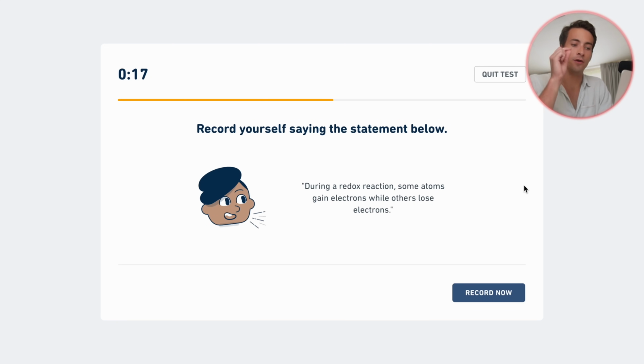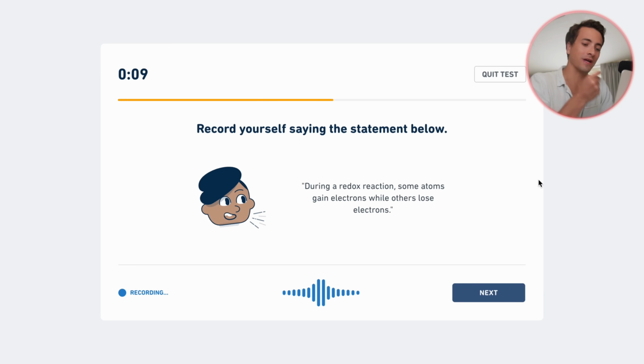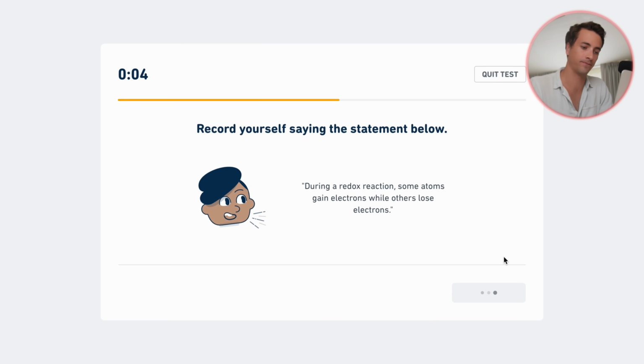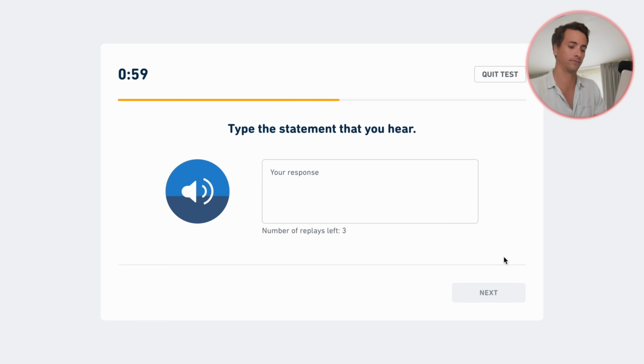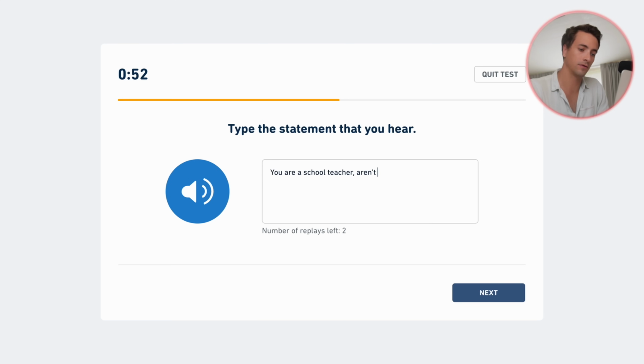All right, so notice how I'm going to read this. I'm going to enunciate or pronounce each word very carefully. During a redox reaction, some atoms gain electrons, while others lose electrons. You are a school teacher, aren't you? Now, notice how this word was a contraction.